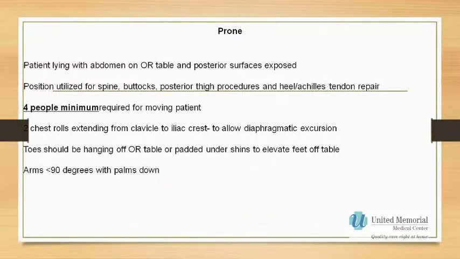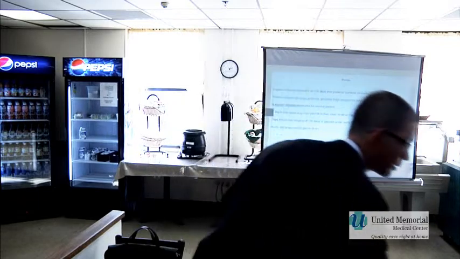And then some places that actually do spine procedures routinely have a spine table that has these pads built in, where they actually leave the abdomen open for diaphragmatic excursion. The toes should be free of pressure and either hanging off the table or placed with a pillow underneath so that they're free and again not causing pressure there. And the arms again at 90 degrees and palms down.